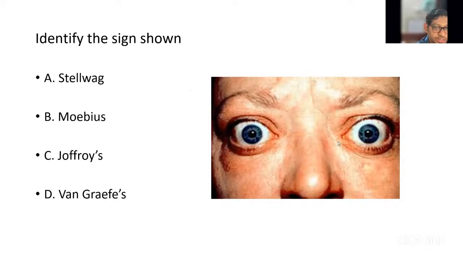Okay, so this is a slightly difficult question, I would say, because it's kind of difficult to figure out what really the sign is. So I'm presuming the question was like this. They identify the sign shown here. The multiple options that were given are Stellwag sign, Mobius sign, Joffroy sign, or Von Graefe sign. So this is basically a very important question. So you must know these eponymous thyroid eye signs.